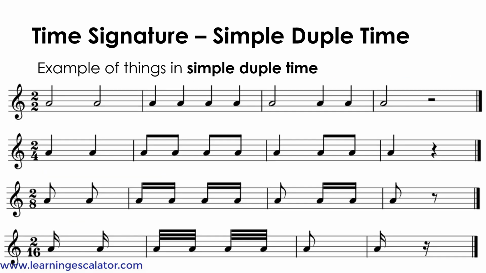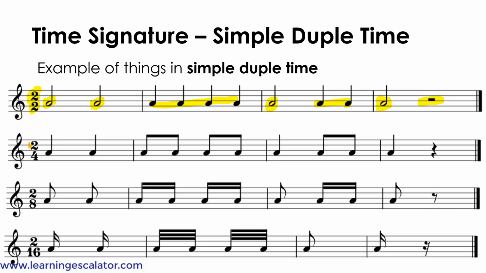The time signature, simple duple time. Examples of things in simple duple time. So in the first one, there's a 2 on the top and a 2 on the bottom, which means there are 2 half notes in each measure. So 1 half note, 2 half notes, which is also equal to 4 quarter notes, which is also equal to 1 half note and 2 quarter notes, which is also equal to 1 half note and 1 half rest.